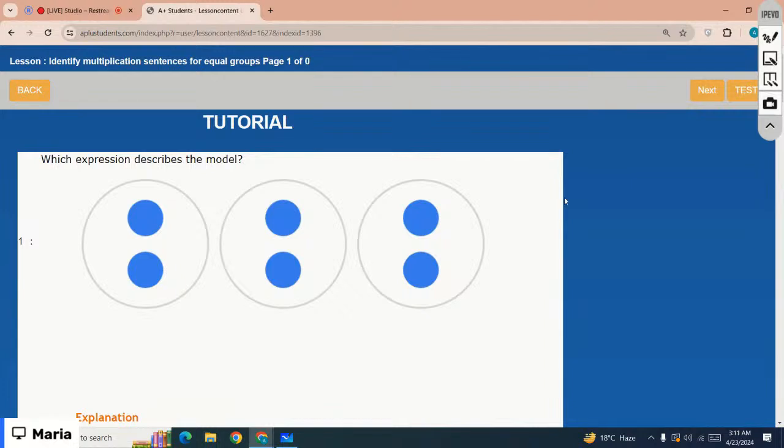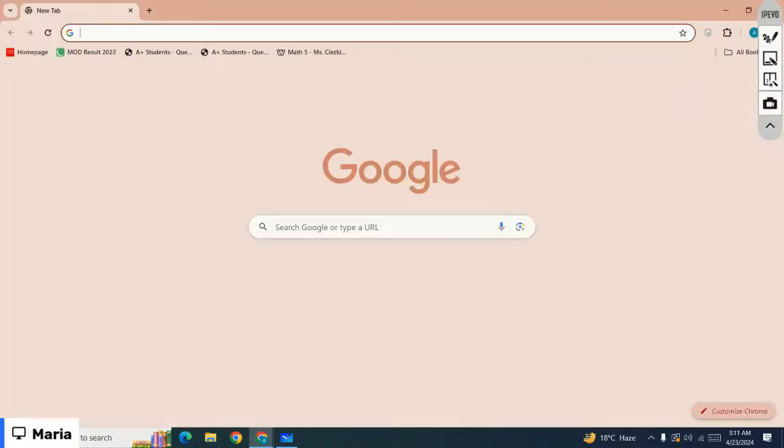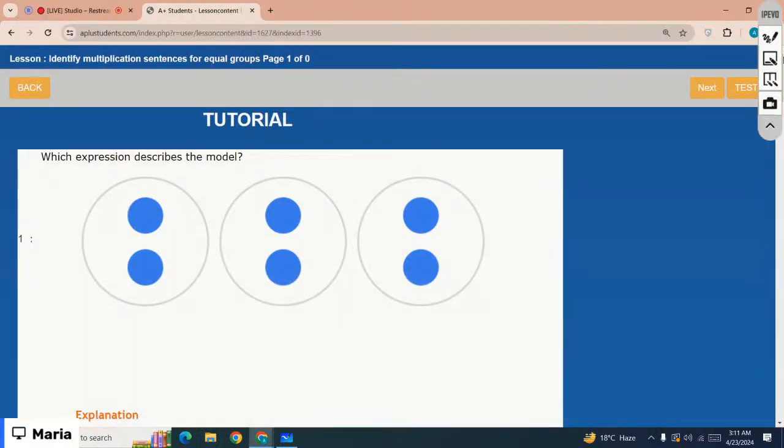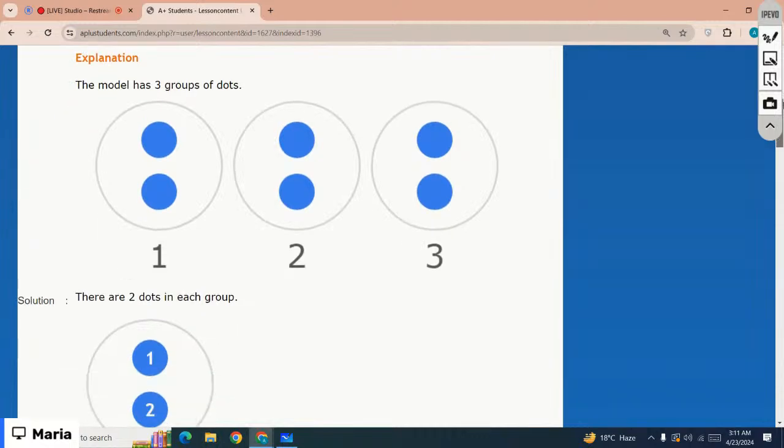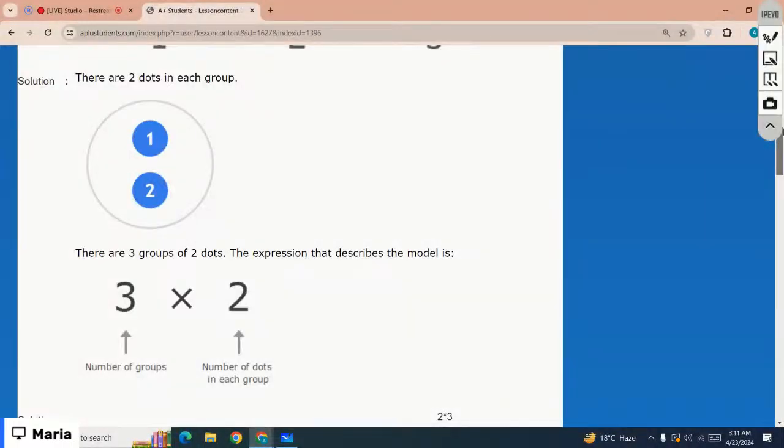So you have three groups, right? And in each group you have two dots. The model has three groups of dots and there are two dots in each group. Three groups of two dots, so you can describe it as 3 times 2 because you have three groups, each having two dots, so you can describe it as 3 times 2, right?